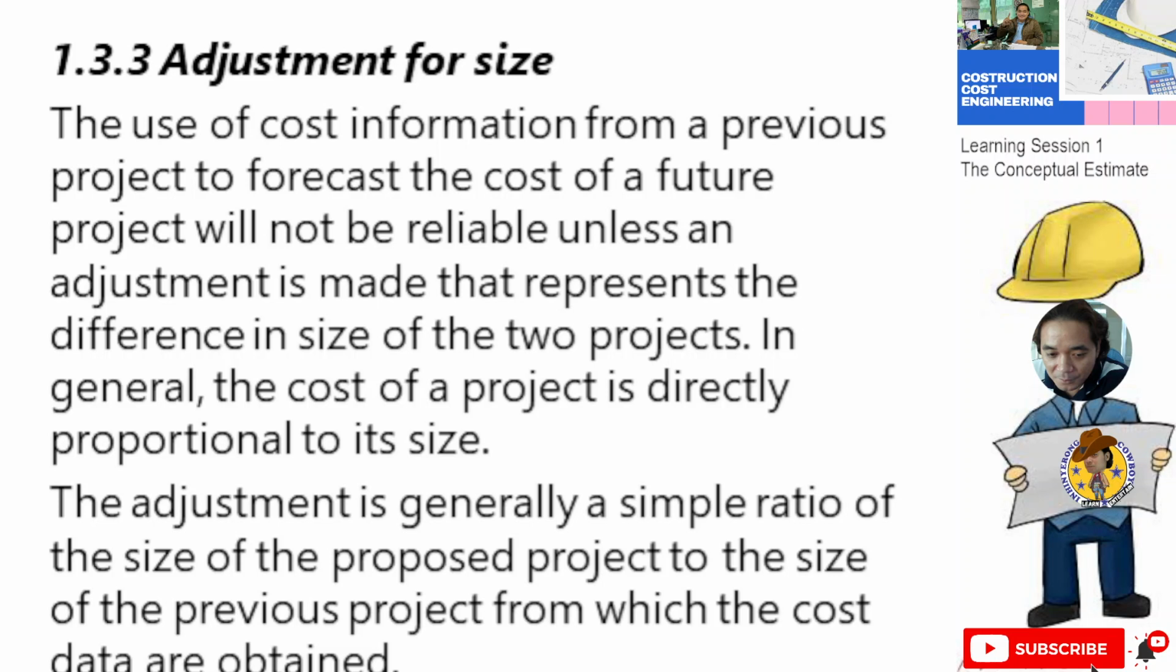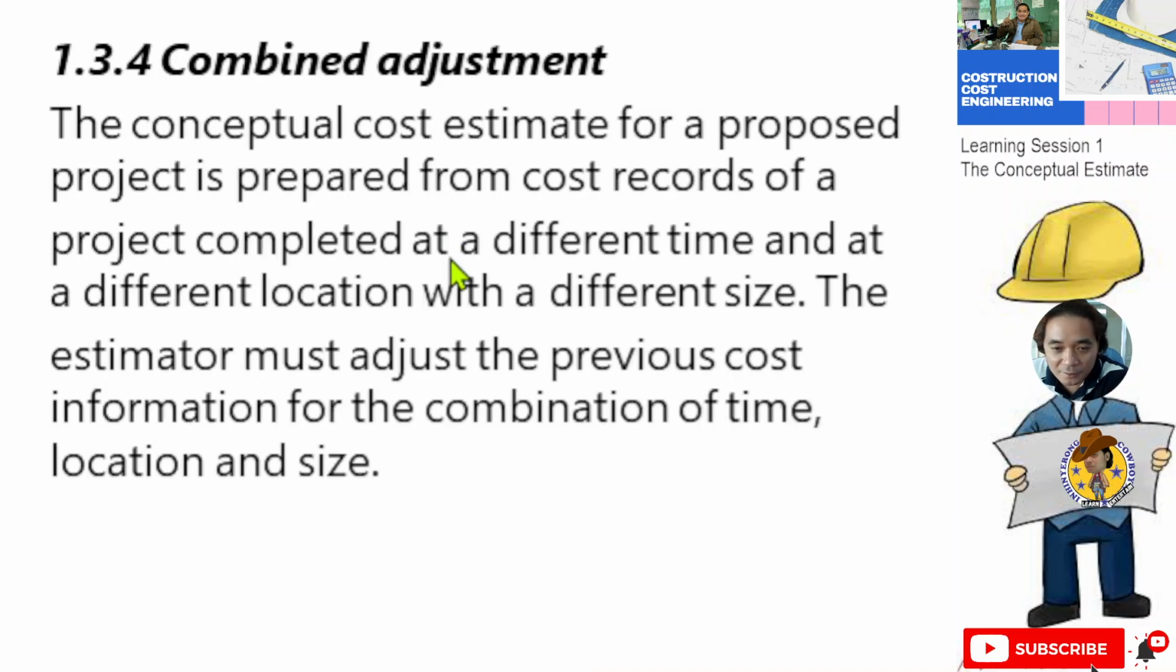Next we have the adjustment for size. The use of cost information from a previous project to forecast the cost of a future project will not be reliable unless an adjustment is made that represents the difference in size of the two projects. In general, the cost of a project is directly proportional to its size. The adjustment is generally a simple ratio of the size of the proposed project to the size of the previous project, from which the cost data are obtained. Then we have a combined adjustment. The conceptual cost estimate for a proposed project is prepared from past records of a project completed at a different time and at a different location with a different size. The estimator must adjust the previous cost information for the combination of time, location, and size.